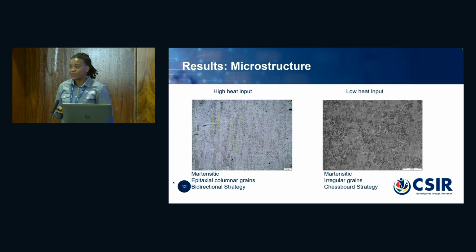With the low heat input one, though, we found that these prior beta grains had an irregular shape, and as you can see in that last picture, you can't quite see the long columnar grains. And this was attributed to the different scanning strategy that was used for each machine.